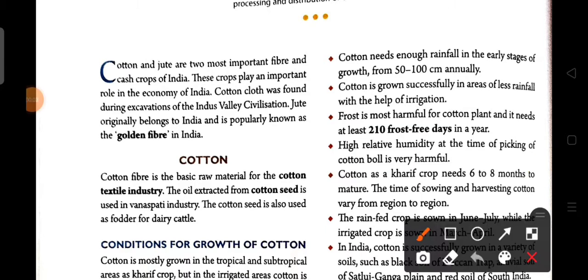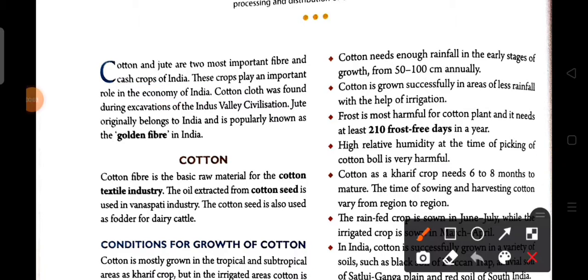So, here we see that cotton and jute are the two most important fiber and cash crops of India. Cotton and jute are used as fiber and as cash crops. Cash crop means the commercial crop of India. These crops play an important role in the economy of India.